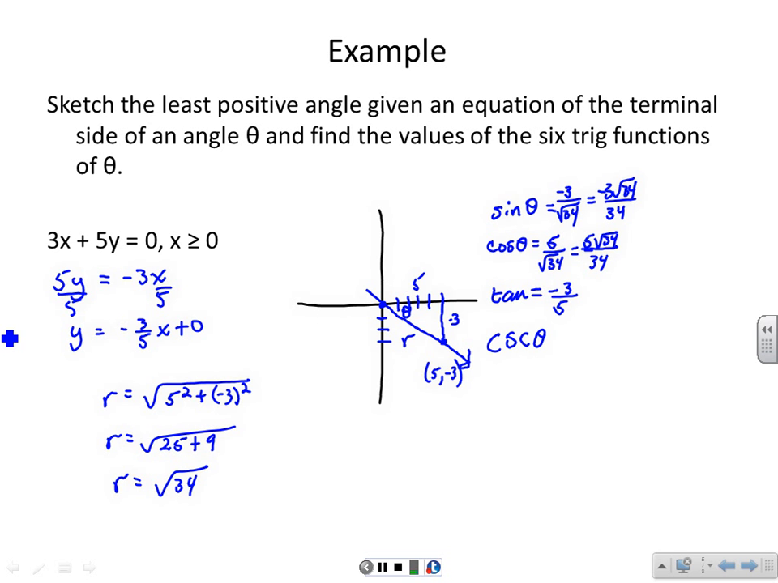Cosecant theta is going to be the inverse of sine, so that's going to be the square root of 34 over negative 3. And then secant is going to be the inverse of cosine, which is going to be the square root of 34 over 5. And then cotangent is going to be the inverse of tangent, and so we'll have 5 over negative 3. Alright, so if you're given a line, you actually need to graph that line, figure out your ordered pair that it's going to go through by using your slope, and then figure out what r is going to be, and then you can find your 6 trigonometric functions.